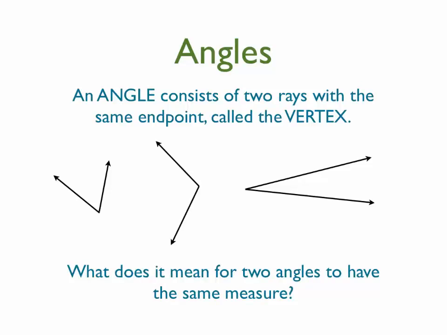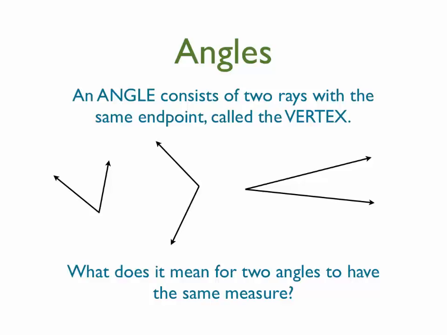What does it mean for two angles to have the same measure? So remember we talked at the beginning of the semester about objects and quantities, right? An object is something physical in the world, and the quantity is a measurable attribute of an object. So that applies here. An angle is like an object. And then we have what's called the measure of the angle, and that's a measurable attribute of the angle. So what does it mean for two angles to have the same measure?